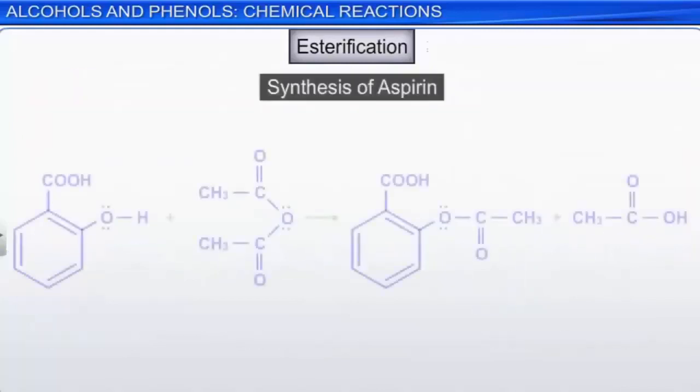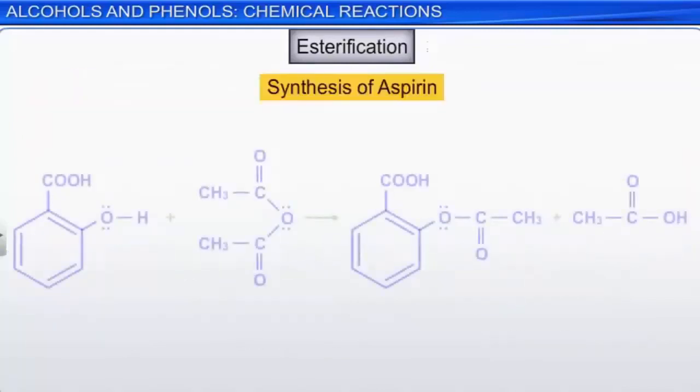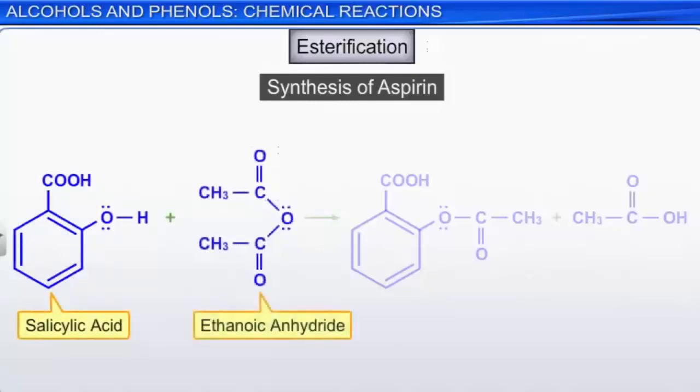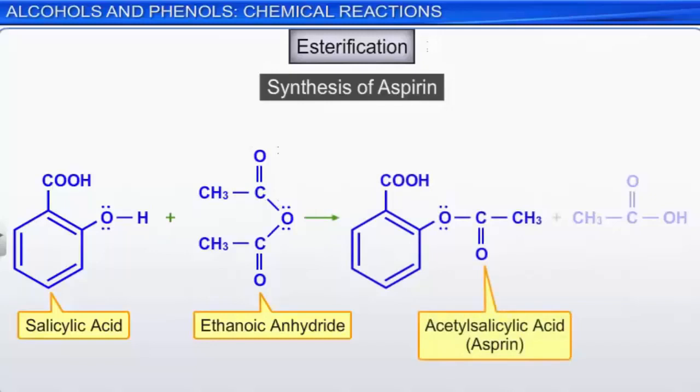One application of esterification is the synthesis of aspirin. Acetylation is the introduction of an acetyl group into alcohols and phenols. When salicylic acid, a carboxylic acid, is mixed with ethanoic anhydride, a carboxylic acid anhydride, acetylsalicylic acid, or aspirin, is the primary product. Acetic acid or ethanoic acid is also formed.